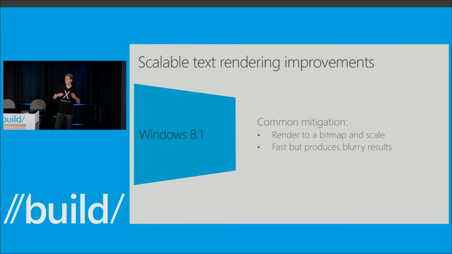Now, this isn't actually a problem that was specific to DirectX or even Windows. This is really an industry-wide problem. And the industry had a mitigation for this problem, which was effectively just render all your contents once to a bitmap and then stretch that bitmap. And this obviously gave you fast performance because you're just rendering a single bitmap, but it meant that if you were zooming in, you get really blurry results.